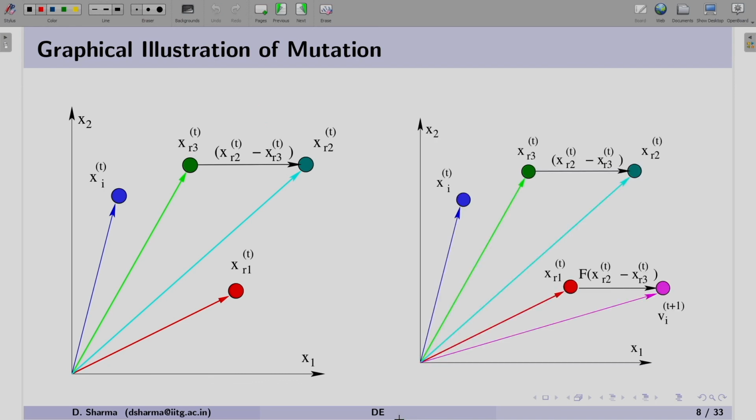Now, looking at the figure on the right-hand side, we have multiplied the difference vector with F, and that F times the difference in the vectors creates the mutant vector V_i^(t+1). So, this mutant vector and the target vector, both of them will be used to create a trial vector.